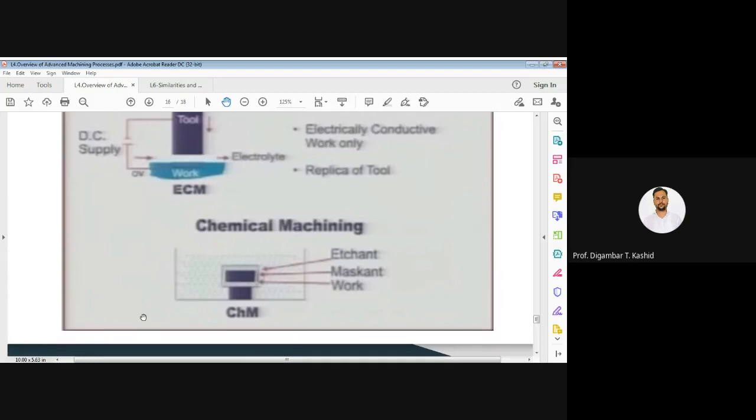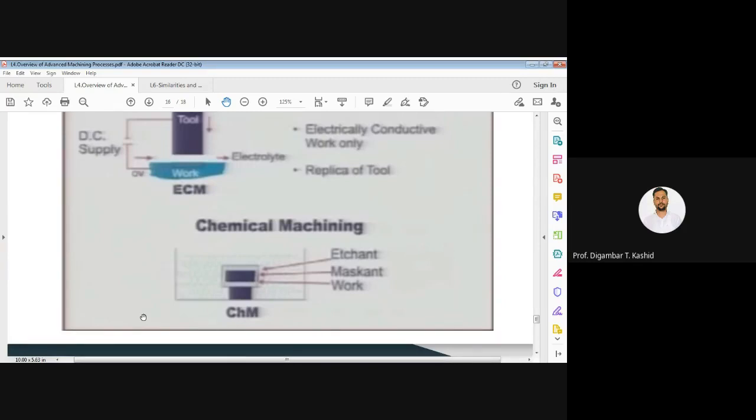That other process is called photochemical machining. When we have applied the etchant and provided the maskant, after that we need to dip or immerse the workpiece in the etchant, normally for a definite period of time.